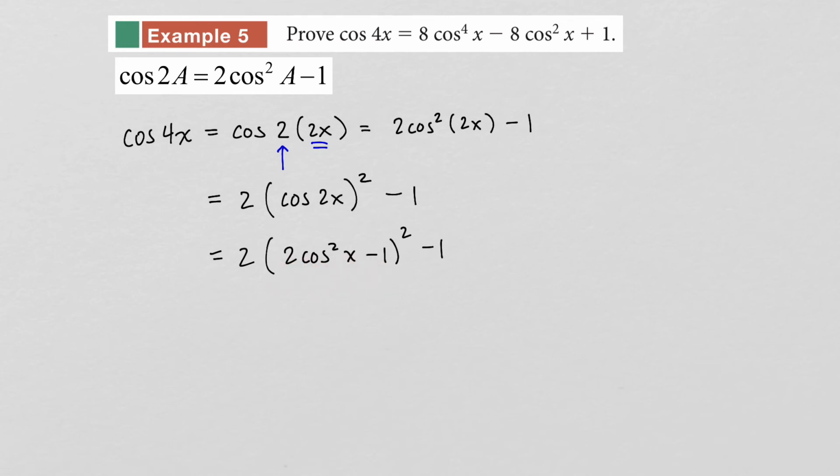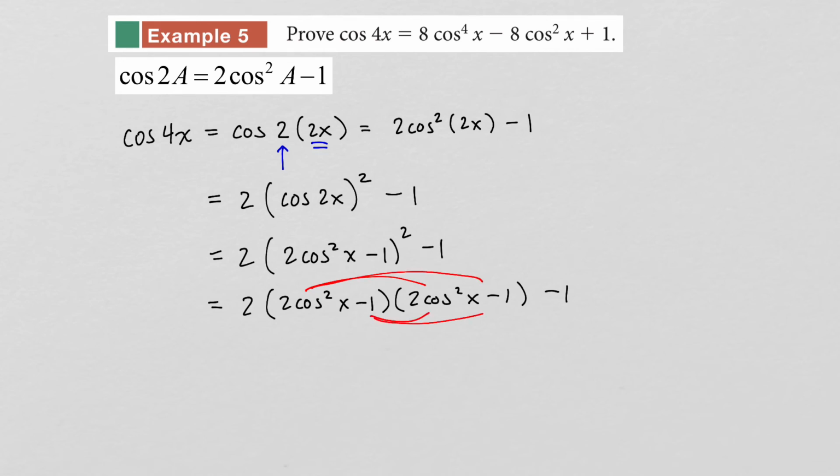Now notice that we don't have any 4x's, we don't have any 2x's, all we have left over are x's, and that's what we wanted, right? We did not want to have any 2x's or 4x's over there on the right-hand side. So now all we need to do is multiply this out. And so just remember that when you square something, it means you multiply that thing by itself. And then we are going to FOIL here.